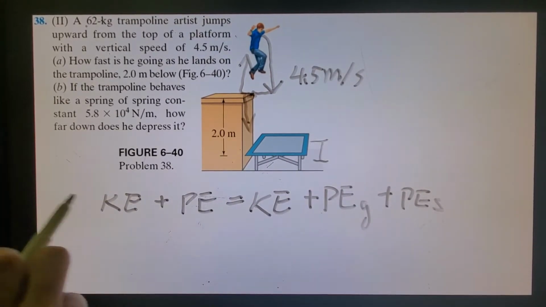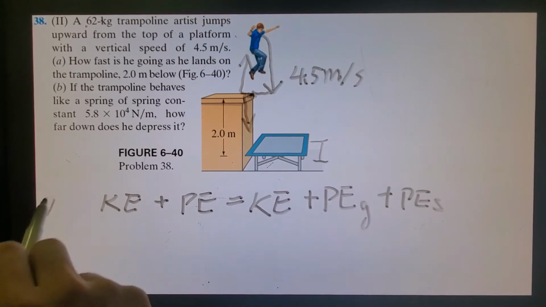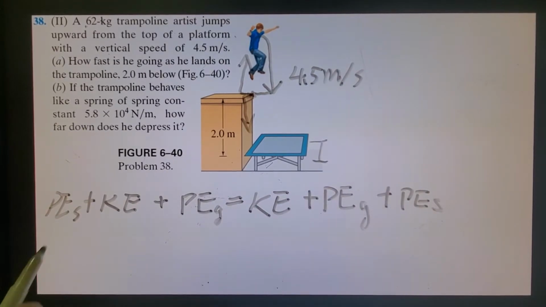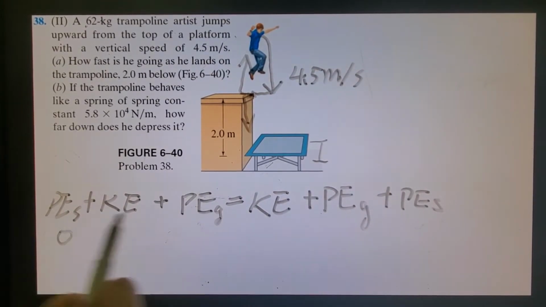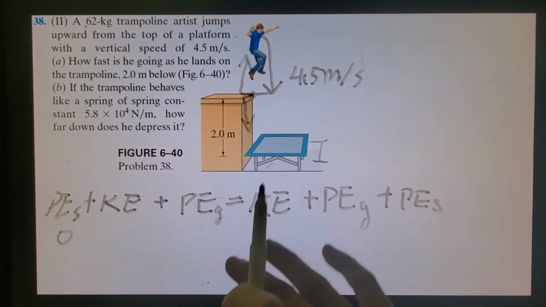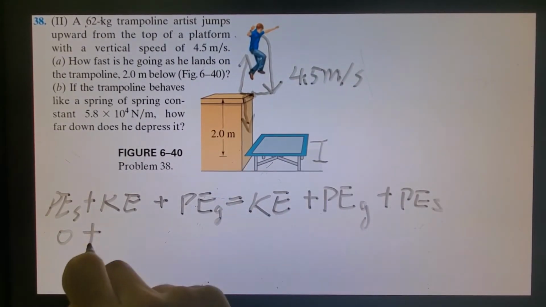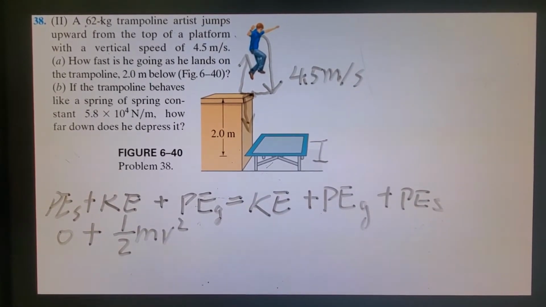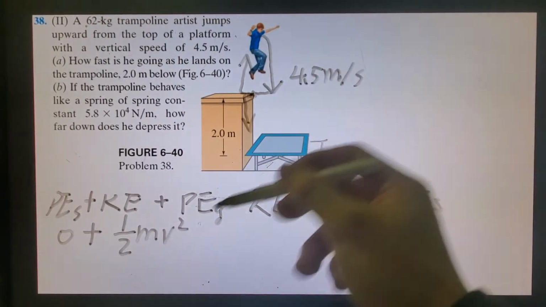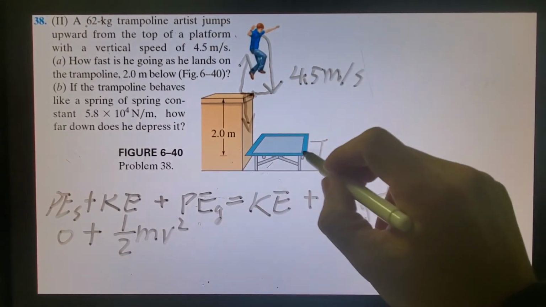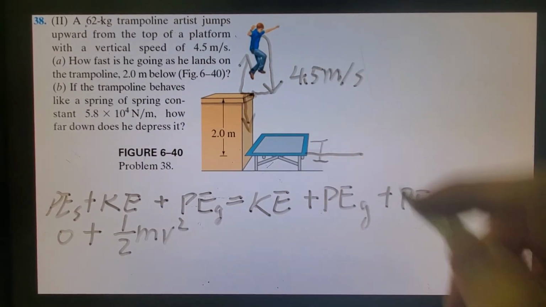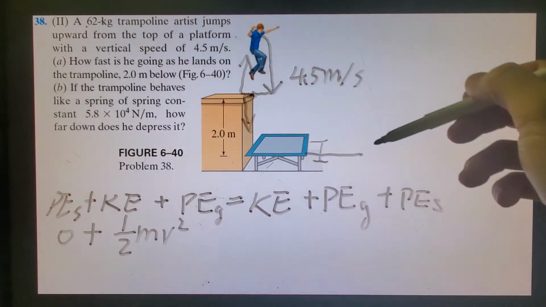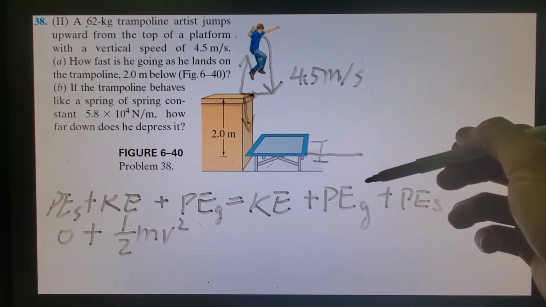Over here, we can put the potential energy of a spring and the potential energy of gravity. Over here, the potential energy of the spring will be equal to 0. Why? Because it's not stretched or compressed. Kinetic energy will be half mv squared. And if we call this one 0, then the potential energy will be mgh.